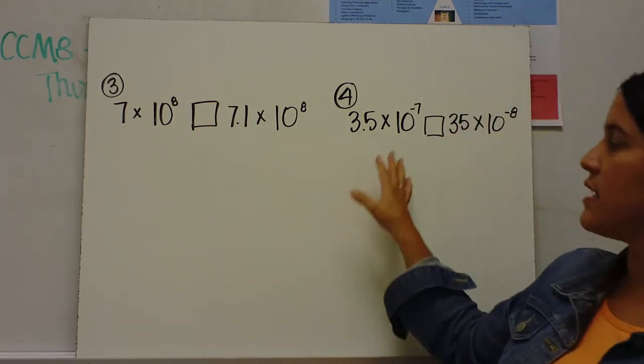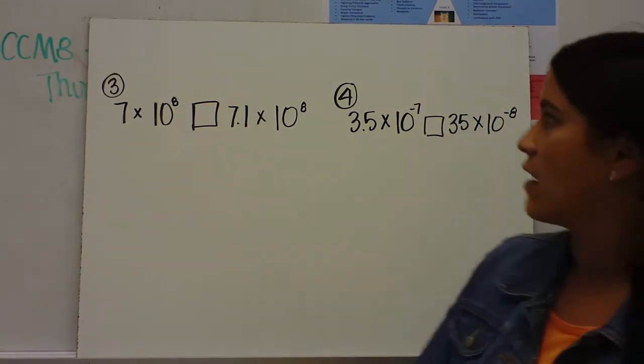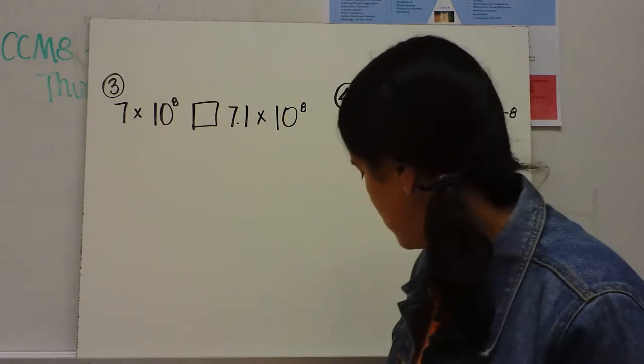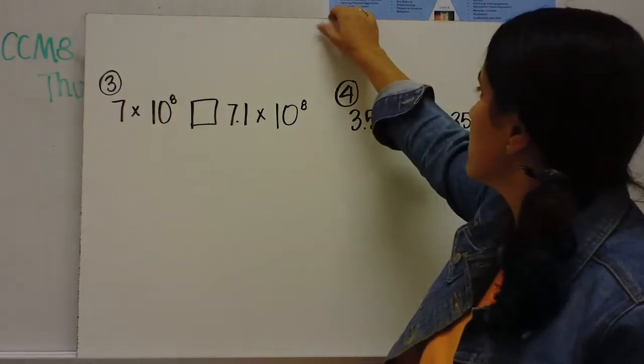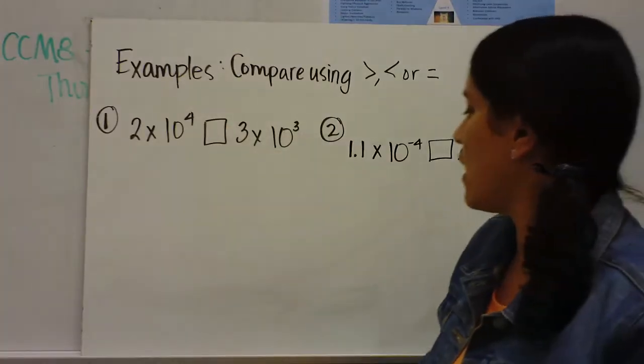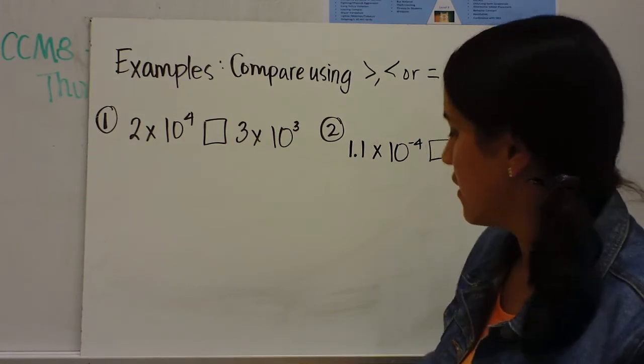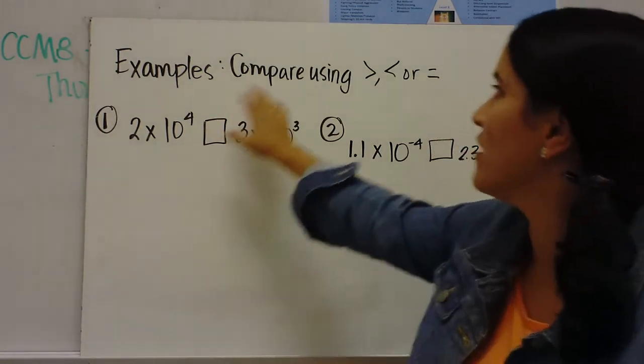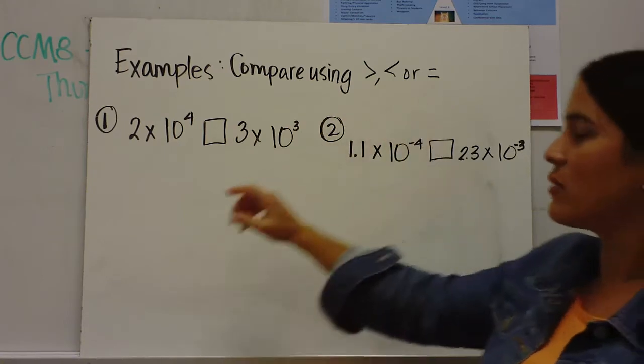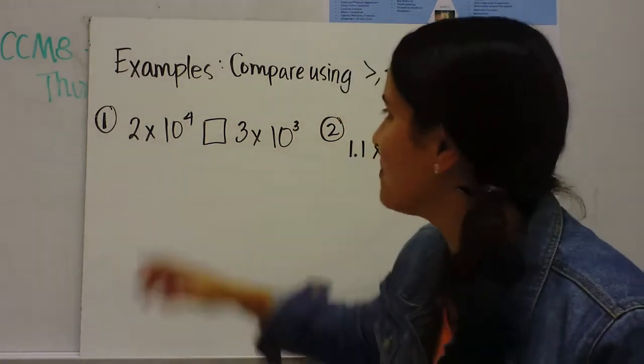Alright, so copy these down. Alright, so I'll come back to that. Here's problem number 1. Compare using greater than, less than, or equal to. Sorry, my boards are out of order.